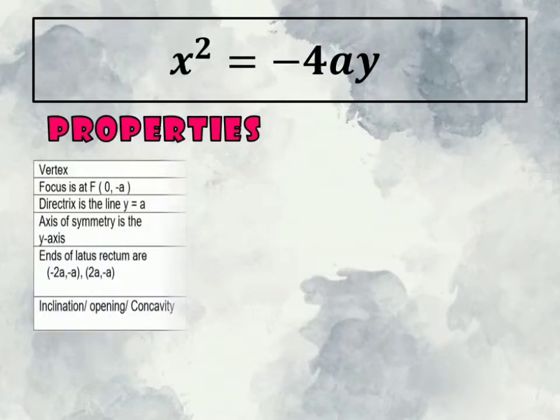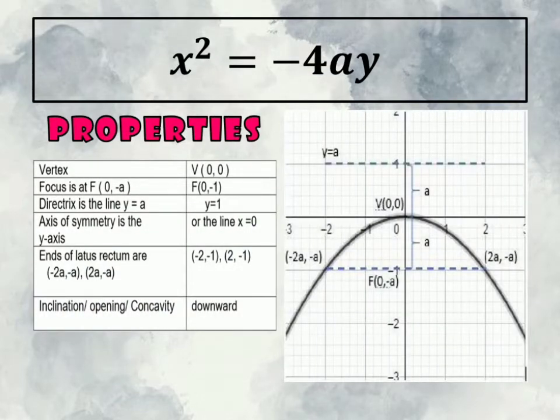Lastly, the fourth equation, x squared equals negative 4ay. The vertex is at 0, 0. The focus is at (0, negative a). Just substitute the value of a, which is 1, so your focus is (0, negative 1). The directrix is the line y equals a.